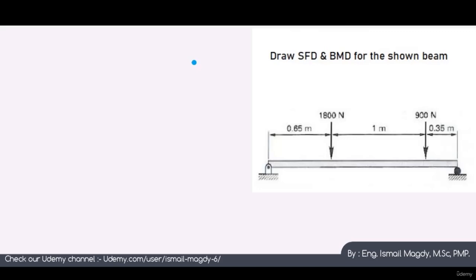So let's check now our second example. We have this beam here with two vertical forces of 1800 Newton and 900 Newton going vertical downward, and we have these two supports here, and we want to again draw the shear force diagram and bending moment diagram. We will start as always by drawing the free body diagram.